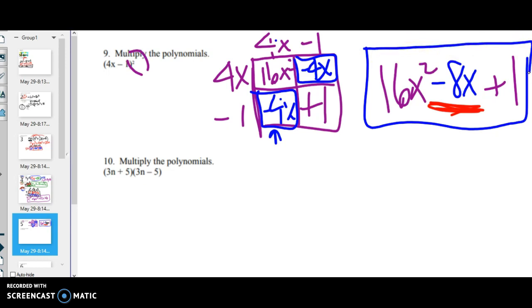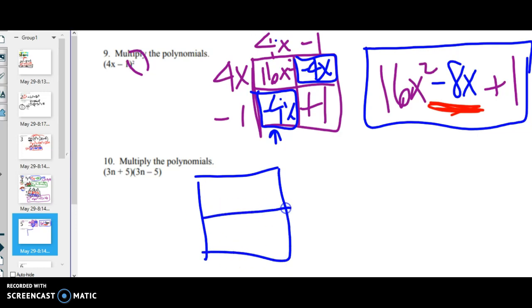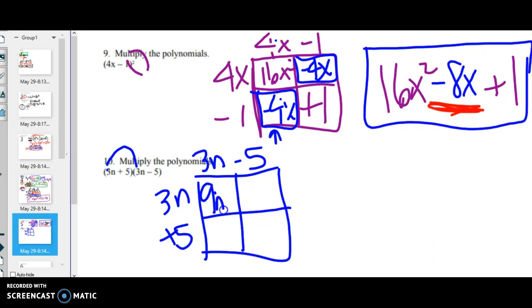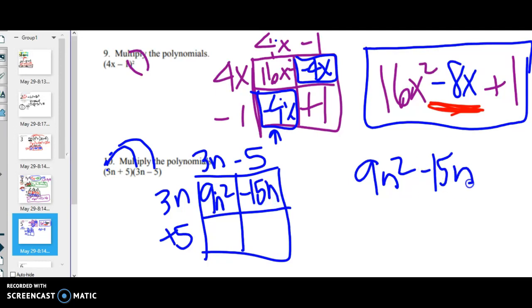All right, the last one. All right, so 3n plus 5, 3n minus 5. So 3n times 3n gives me 9n squared. If you want to write that not in a box, you totally can. Then 3n times negative 5 gives me negative 15n. Okay. Now, 5 times 3n gives me 15n. What kind of 15n? Positive. Okay, so plus 15n. And then at the end, minus 25.